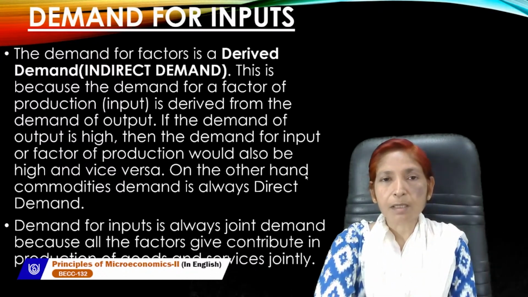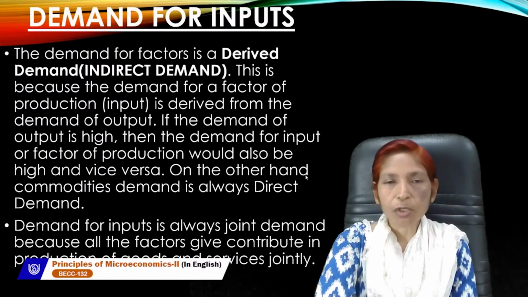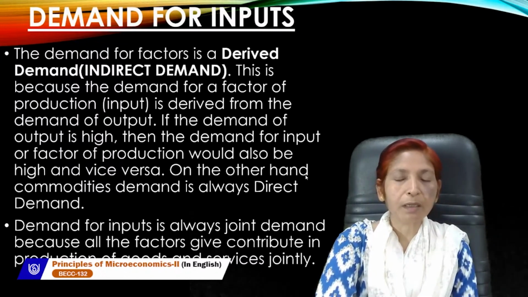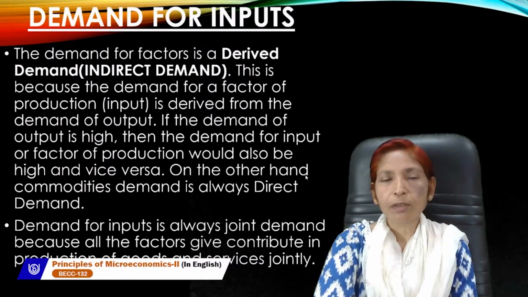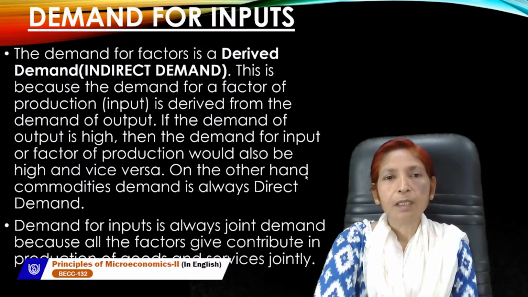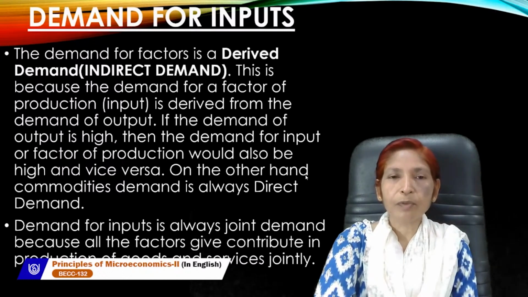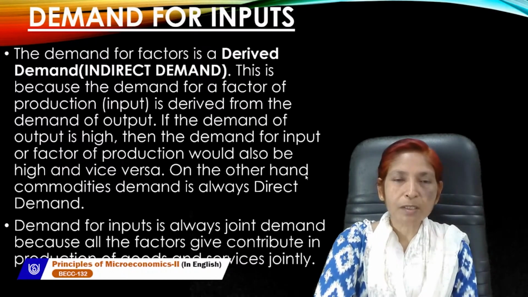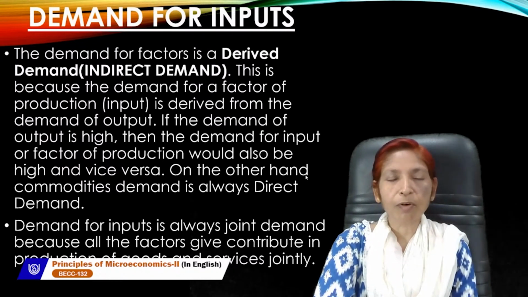But commodities demand is always direct demand, and commodity demand is always independent demand, not joint demand. So, this is the basic difference between demand for inputs and demand for goods or commodities. Demand for input is mainly related to the producer, and demand for goods is related to the consumer. Consumer's demand is always direct demand, but the producer's demand for input is always indirect demand.